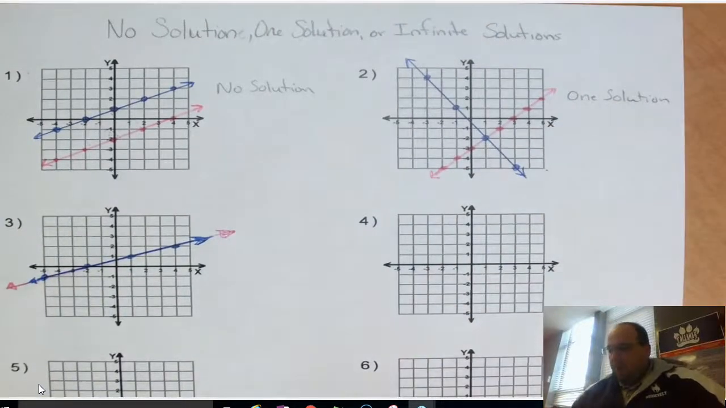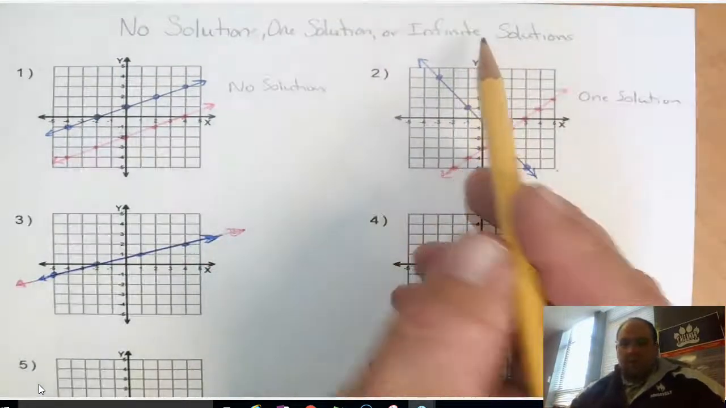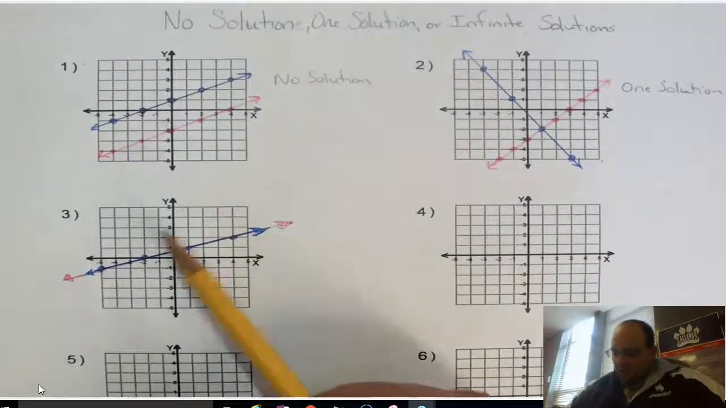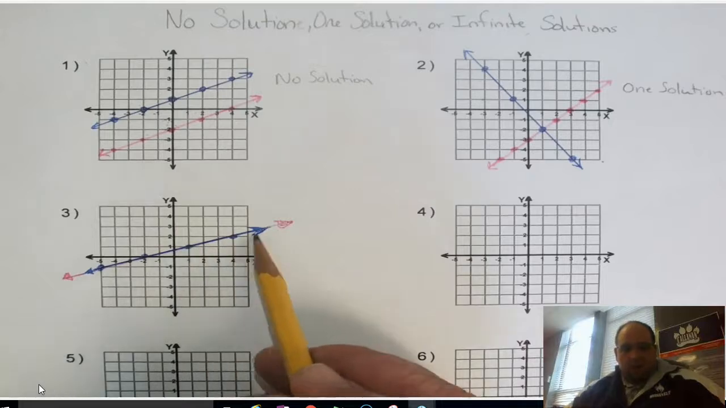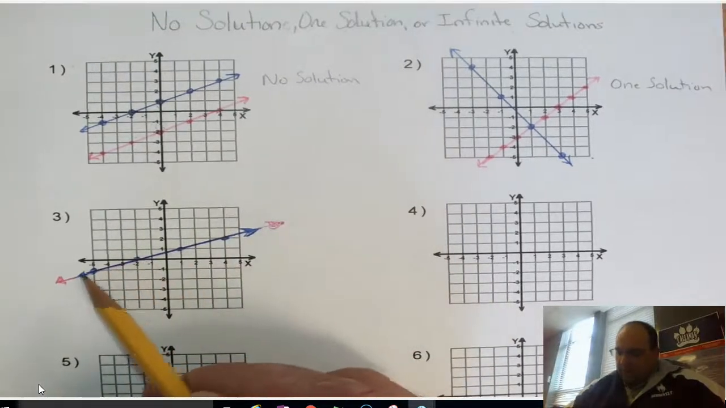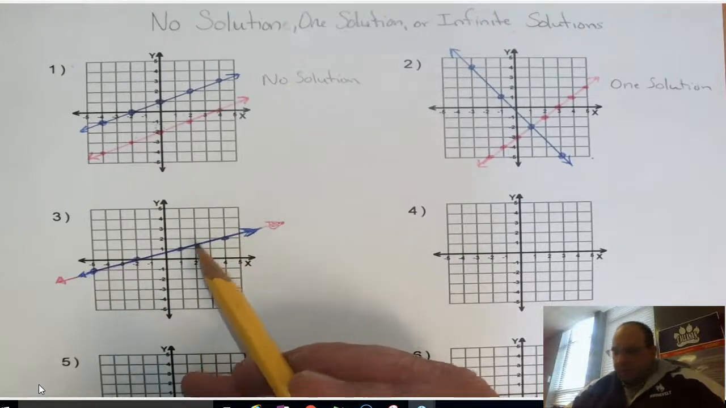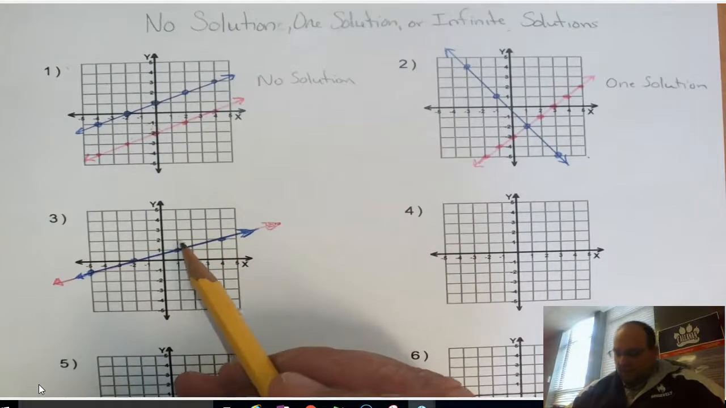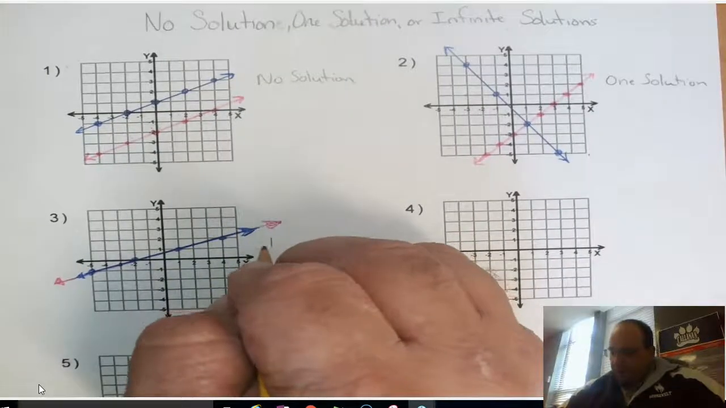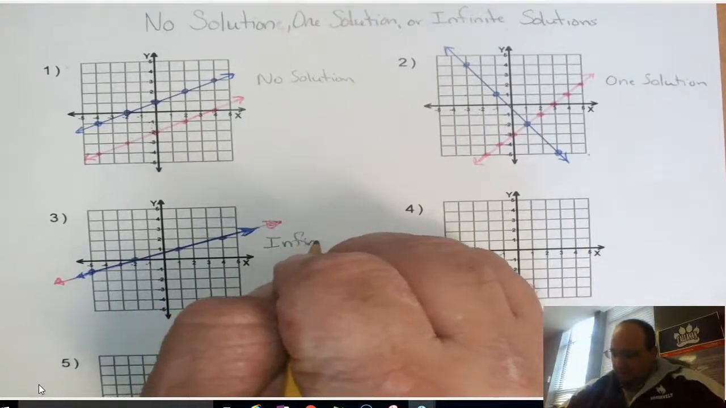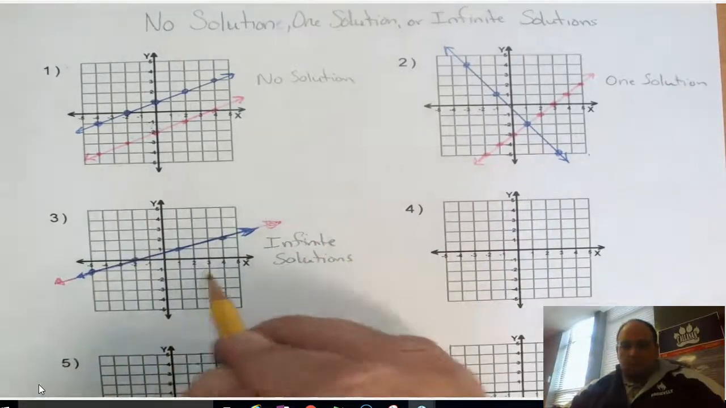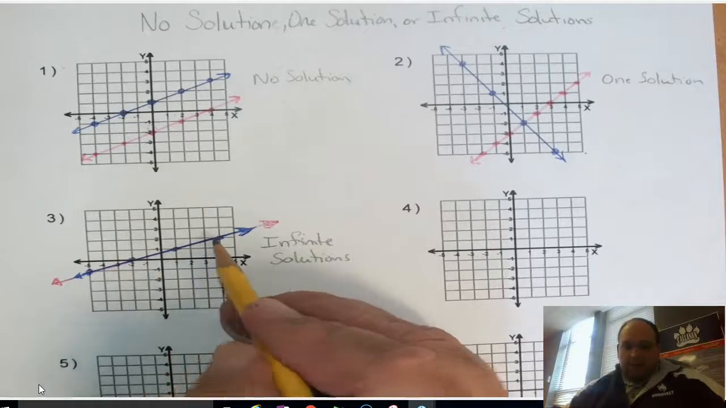And then the last one we're going to talk about is infinite solutions. What happens in an infinite solution, you end up with two lines that overlap one another. So you can see here there's a blue line and a pink line, but the pink line is overlapping the blue line. As a result, these two lines not only have the same slope, they also have the same y-intercept, and as a result, we would classify these as infinite solutions. Because what that means is there are multiple solutions where these two lines meet.